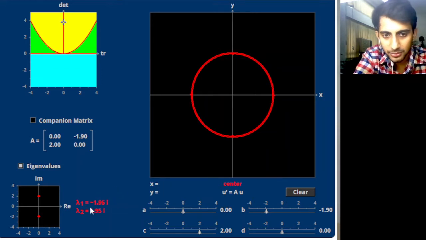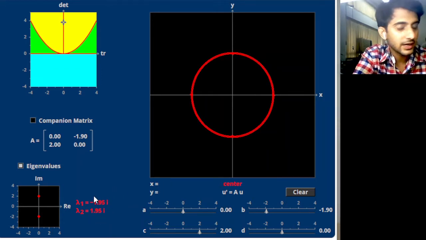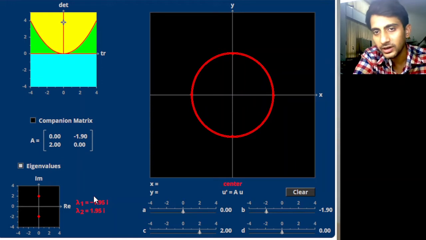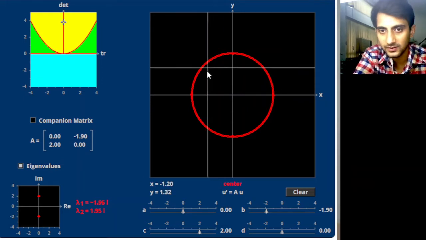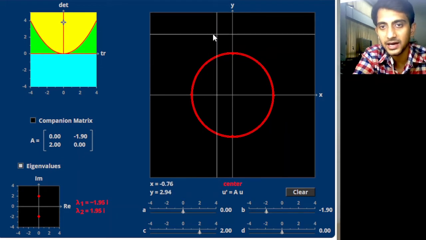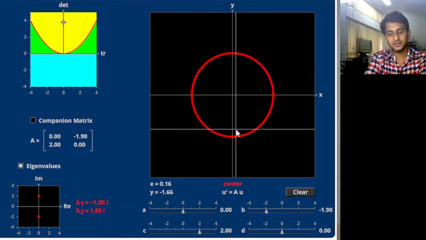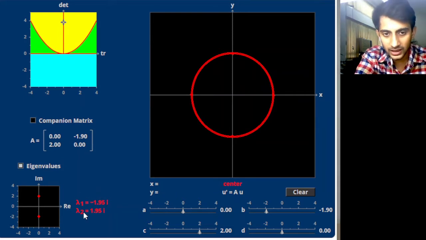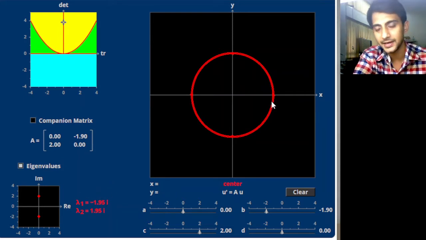We are having purely imaginary eigenvalues, and I told you that when we have purely imaginary eigenvalues, we have spirals which will not come to the center. They will be stable spirals. We call this a center, not even a spiral. So when you have purely imaginary eigenvalues, you call that a center.